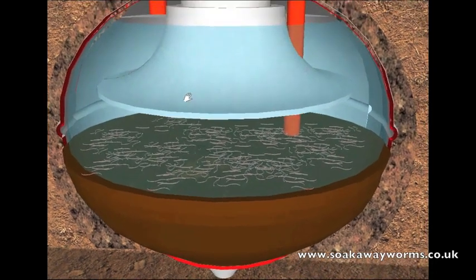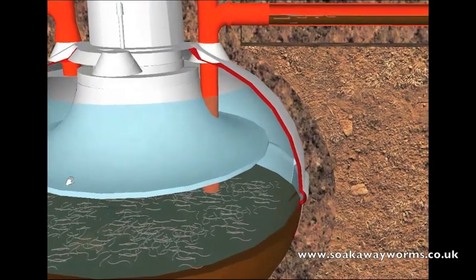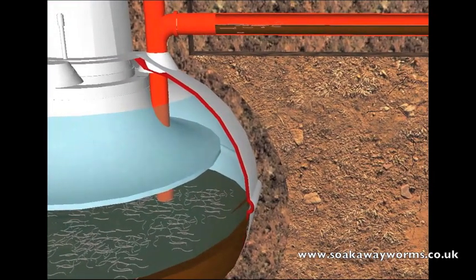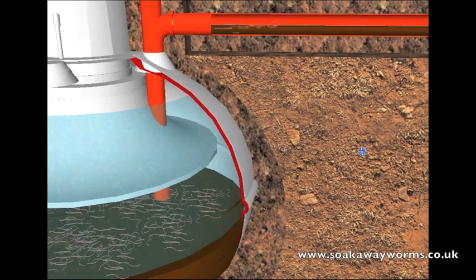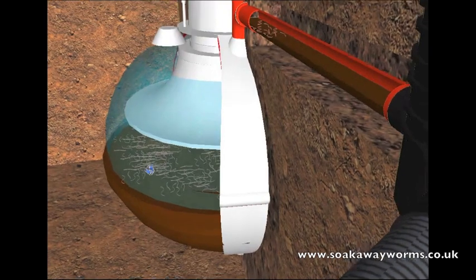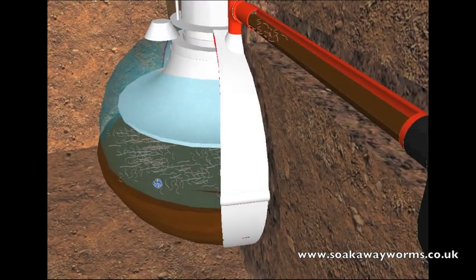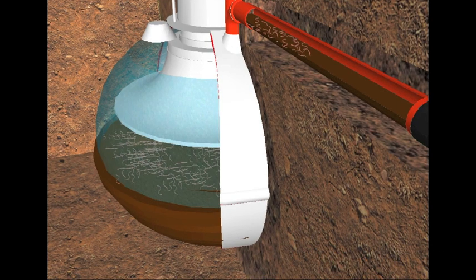Now this process generally takes about 2 to 3 weeks, during which time the soakaway worms will make their way from the bottom of the septic tank up through the outlet pipe, and then again the process continues. They'll continue to eat, they'll continue to breed, and they'll continue to multiply, over which time making their way through from the septic tank towards your soakaway.